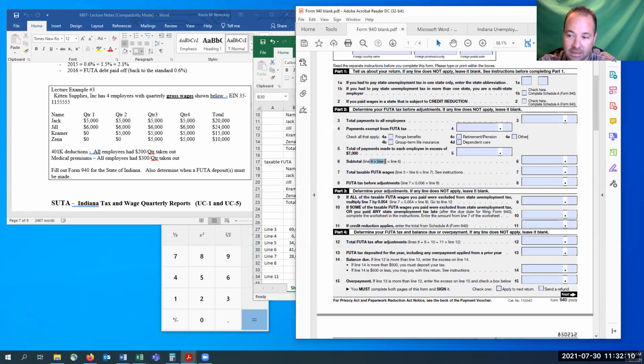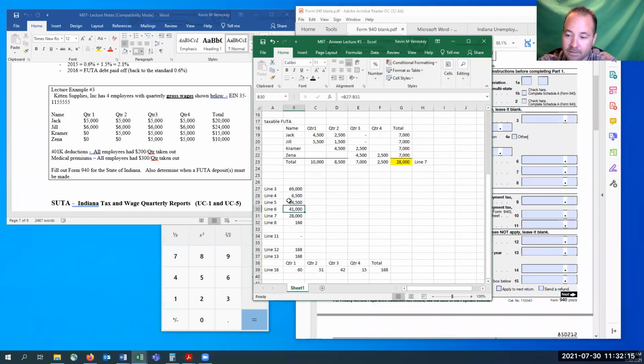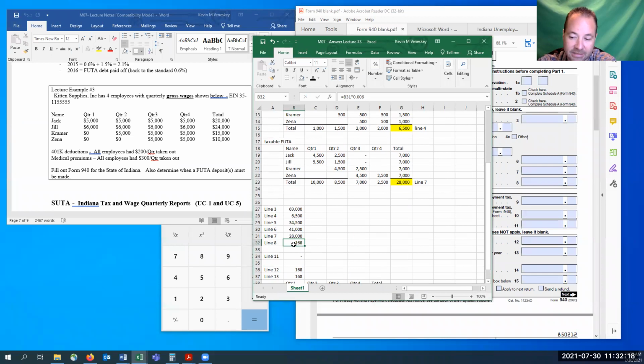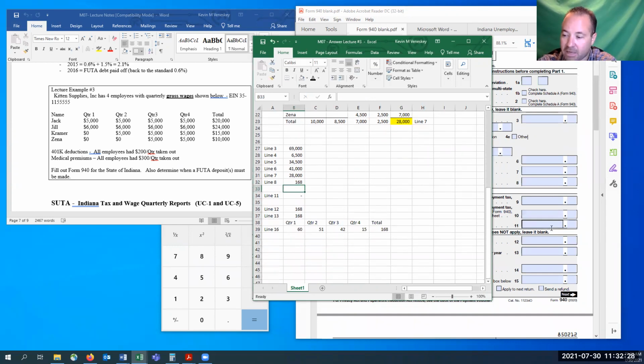Remember, line 6 is lines 4 plus 5. All right, when we come down here to line 8 is simple. All you got to do is take line 7 times 0.006. Box 12, it's going to be the same as line 8. And box 13 better be the same as our total. That's where this number is going to come from. And they are the same. Now we're going to see how did we get that to make sure yours will come out the same.